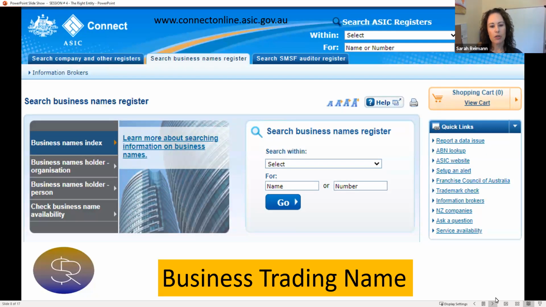So if you want to register a business name as well, which as a sole trader you must do if you want to trade as anything other than your legal personal name, and this again also applies to the other 3 entities, then ASIC Connect is where you do this, at connectonline.asic.gov.au. And you can also search within this site as to whether your intended business name is registered already, because we can't go and register something that's already taken.